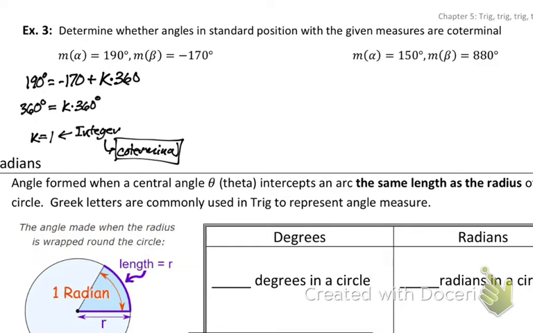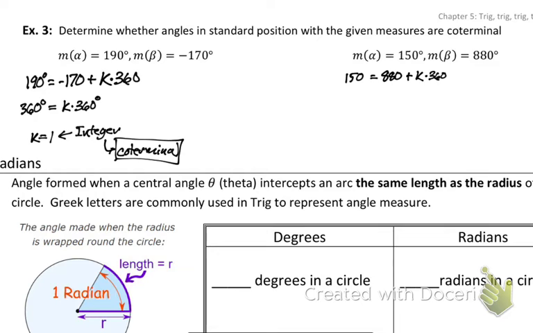So that's the way you could do it with your calculator. If you're using the equation, we would do 150 equals the other angle, 880 plus k times 360.